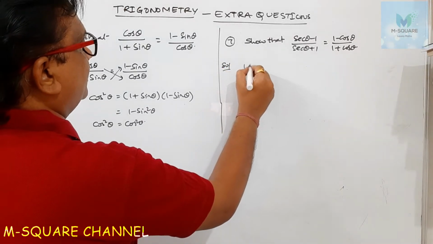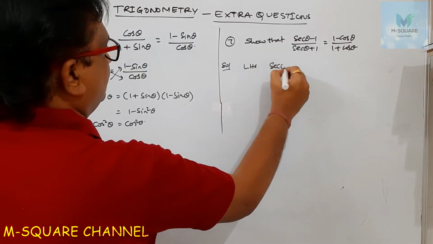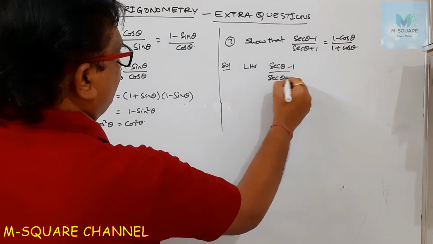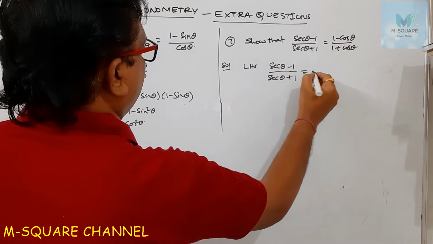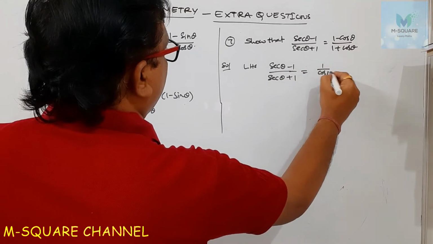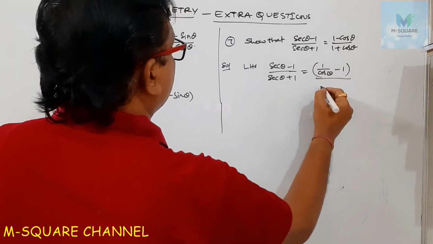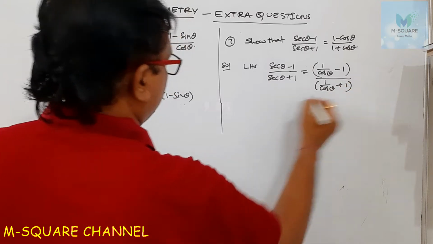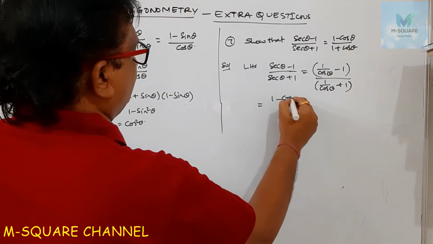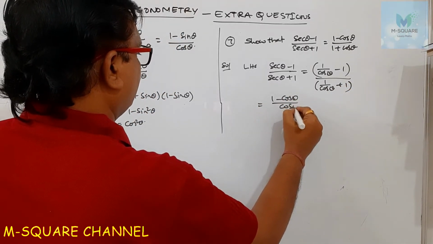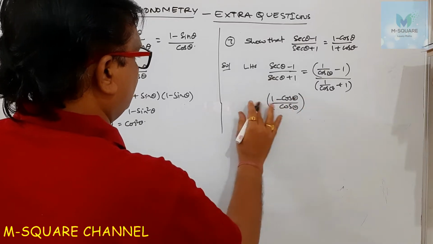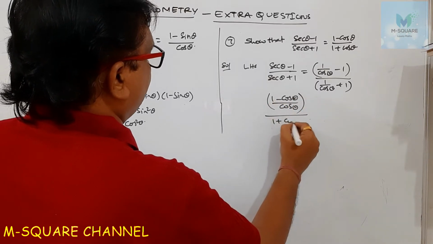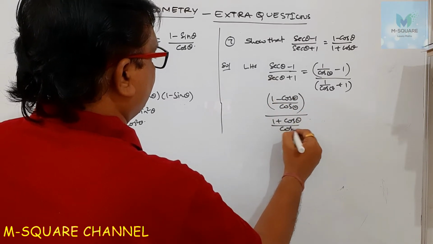Please see, take the LHS: (secant theta minus 1) by (secant theta plus 1). So in the numerator, 1 by cos theta minus 1, and this is the denominator, 1 by cos theta plus 1. So (1 minus cos theta) by cos theta, by (1 plus cos theta) by cos theta.